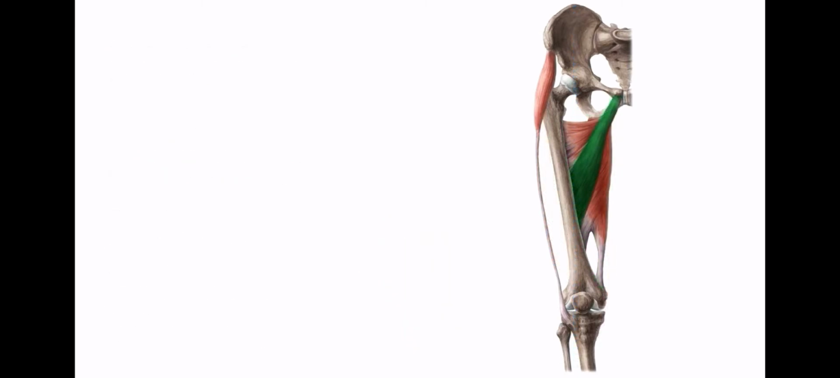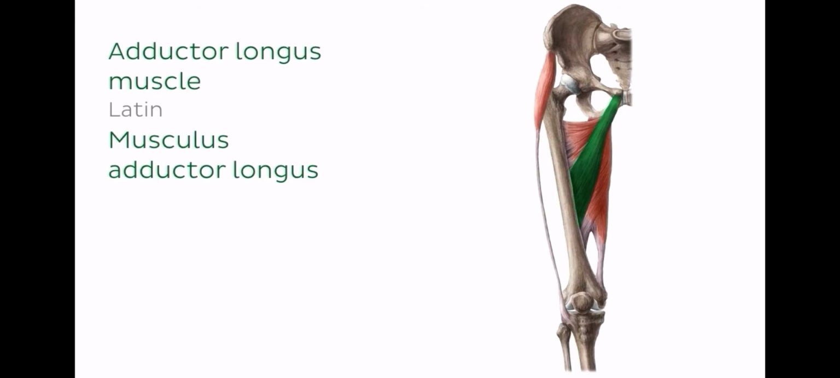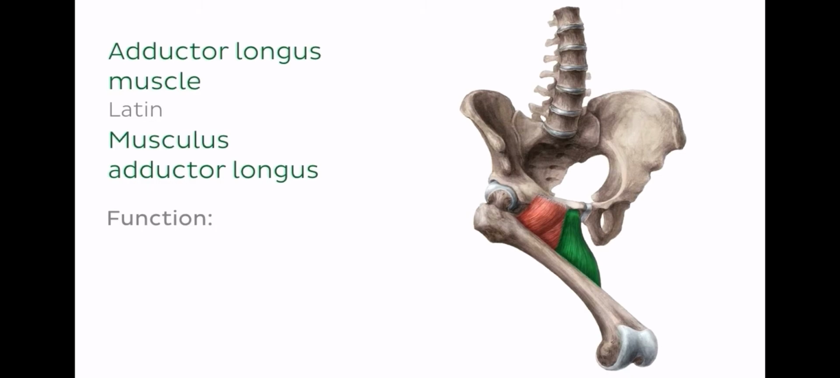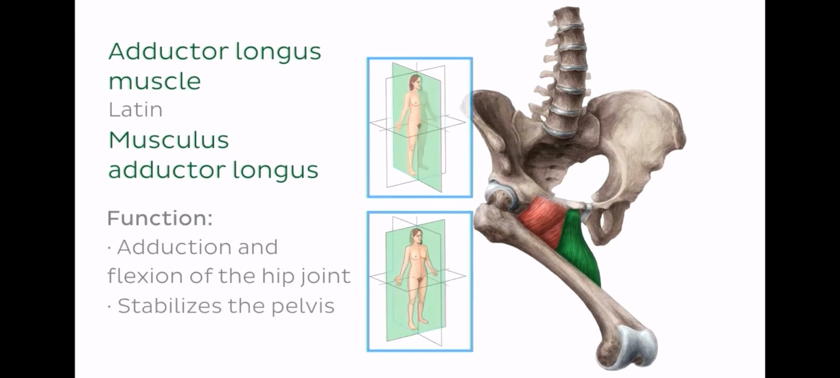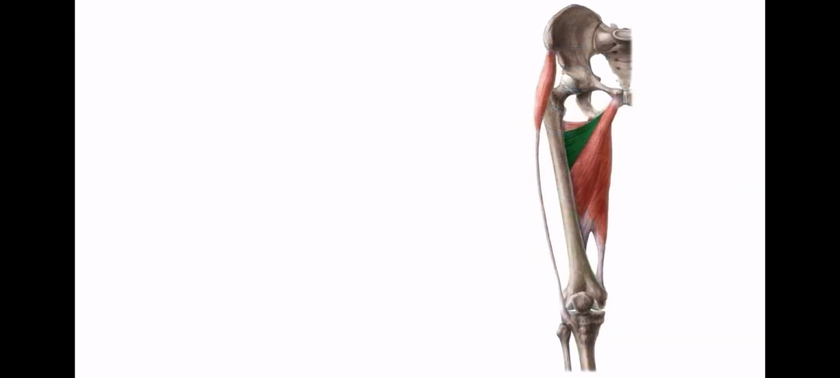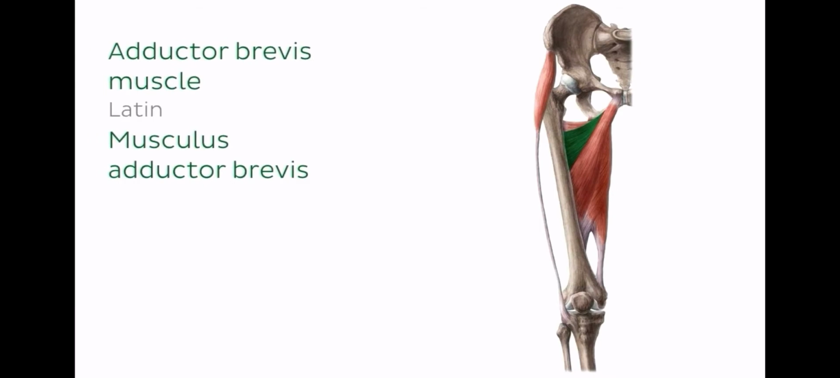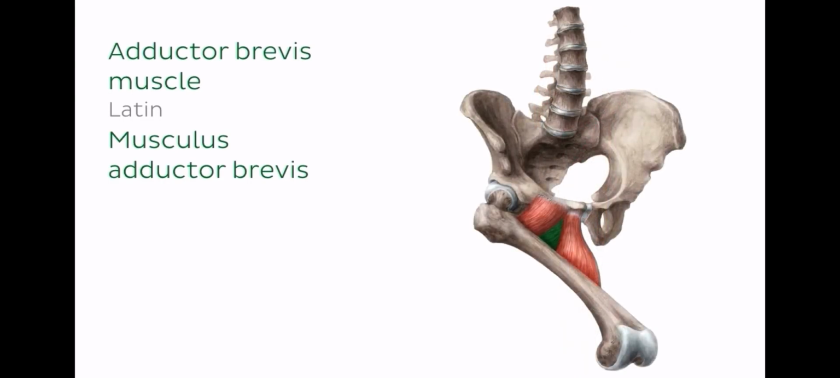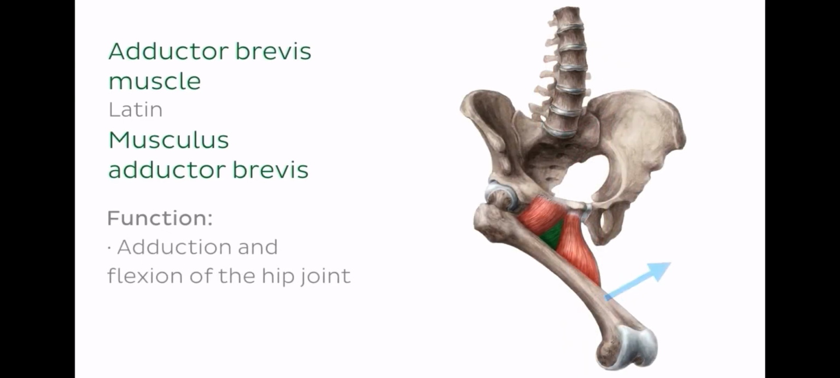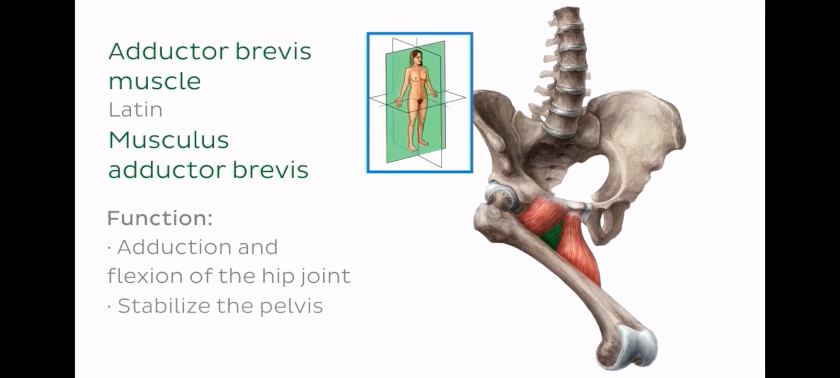The adductor longus muscle is also a relatively large muscle, as you can see on the image on the right. This muscle facilitates both adduction and flexion of the hip joint, as well as stabilizing the pelvis in both the sagittal and coronal planes. So lying deep to the adductor longus muscle is the short adductor brevis muscle, and you can of course see that on our right highlighted in green. And contraction of this muscle facilitates the adduction and flexion of the hip joint, and it also helps stabilize the pelvis in the coronal and sagittal planes.